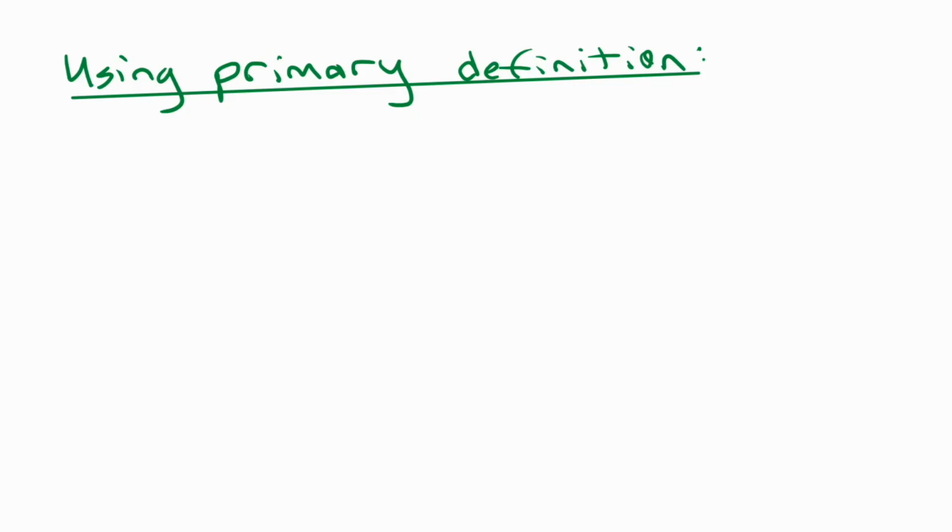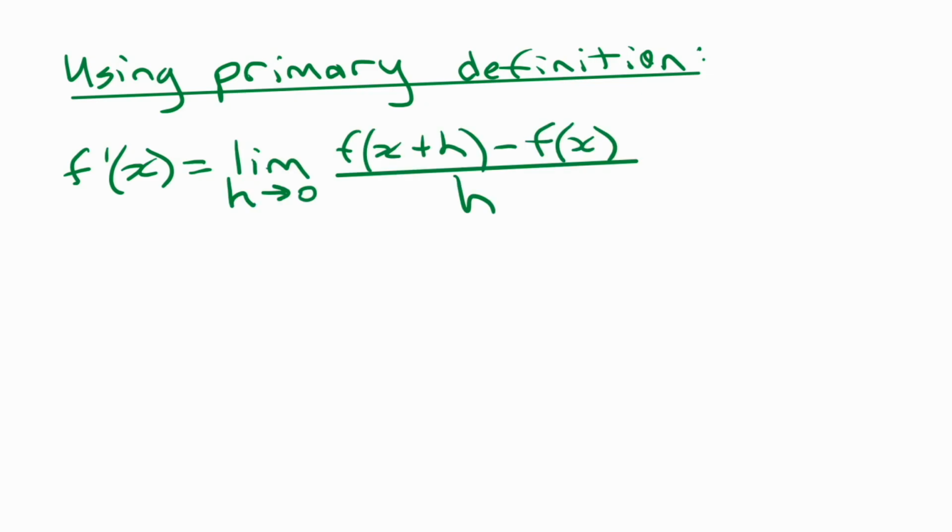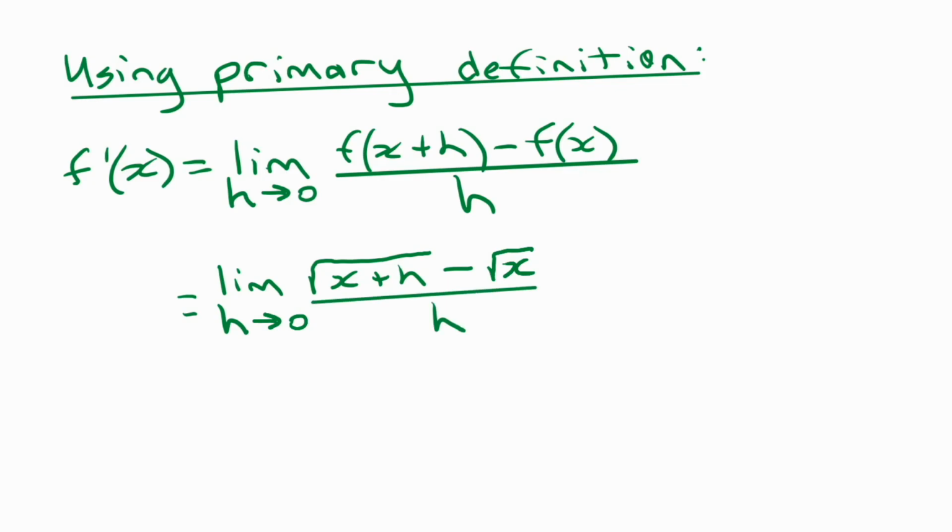We're going to find the derivative again for the function square root of x, but this time we're going to use the primary definition, and that definition is, of course, f prime of x is equal to the limit as h approaches 0 of f of x plus h minus f of x over h. And so with our specific function, that is going to be equal to the limit as h approaches 0 of root x plus h minus root x over h.